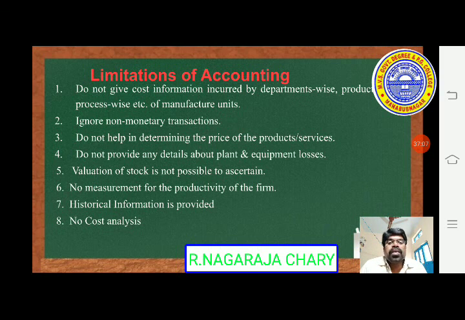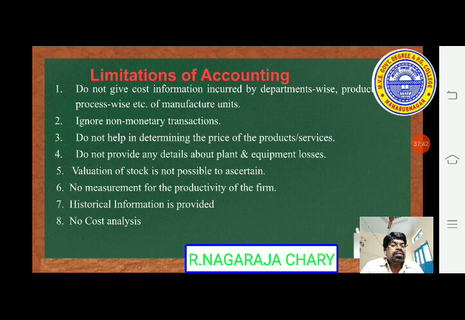Yes, okay. No measurement for the productivity of the firm. There is no measurement to measure the production of the firm. So that's why that is also a drawback. So next one, historical information is provided. Historical in the sense, whatever the information is done in the past, that is to be recorded in the books of accounts.